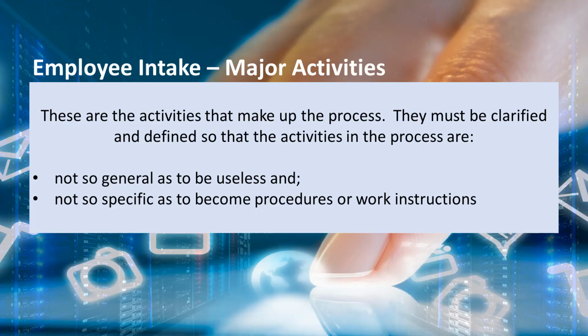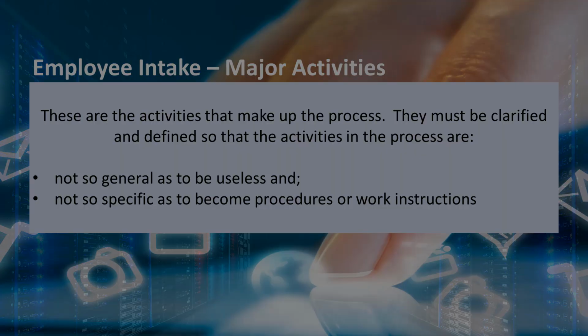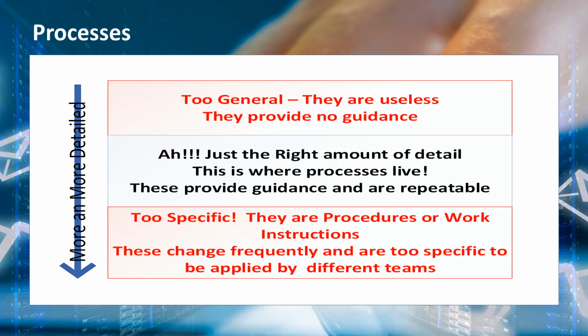So where do we stop? Well, as we design a process, we want to make sure that we describe the activities in such a way and at such a level of detail so as to make sure that our process is not so general as to be useless, so that it doesn't provide guidance, and not so specific as to become procedural or the description of a work instruction, that is a monkey see, monkey do task, right? Because if they are too specific, then they are not generalizable, and we will not be able to achieve process repeatability across teams, divisions, or individuals. So this is a really important thing to remember.